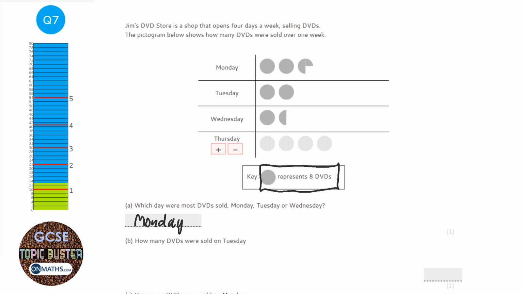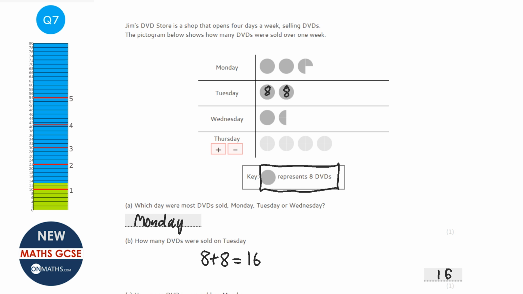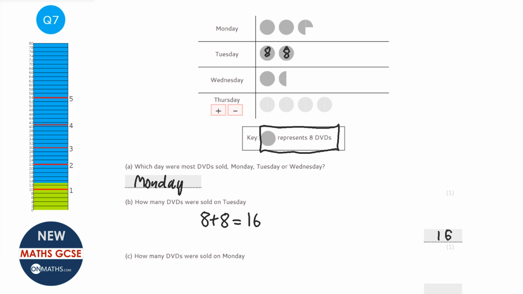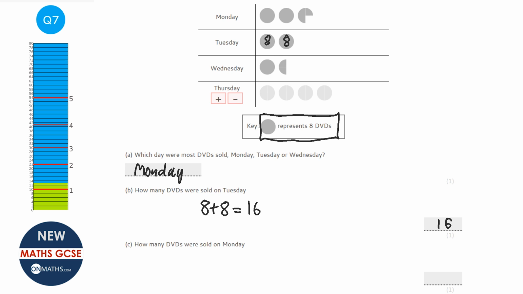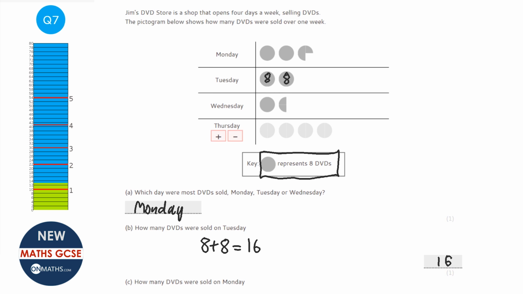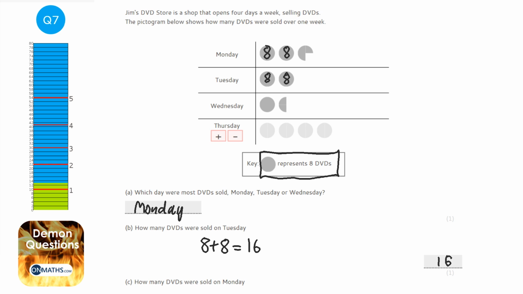Now, how many DVDs were sold on Tuesday? Well, if each circle represents 8, there's 8 there and there's 8 there. So we just need to add the 8s together, which makes 16. So 16 DVDs were sold on Tuesday. It says how many DVDs were sold on Monday? Well, you've got the 8 there and you've got the 8 there. Now we've got a bit of a problem here because it's not a complete 8. So we need to figure out how much each quarter is worth.